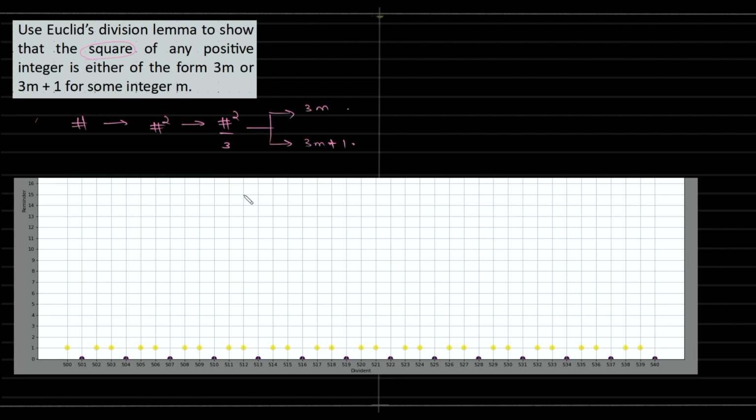So the heading will be remainder of the square of numbers on dividing with 3. So that's your heading. Okay, so we have a set of numbers which have been squared, and the squared numbers have been divided by 3. So you can clearly see the remainders are 0, 1, 1, 0, 1, 1, 0, 1, 1.